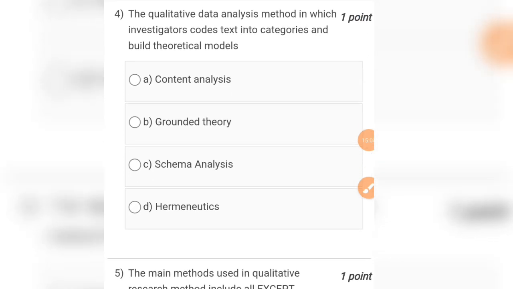The qualitative data analysis method in which investigators code text into categories and build theoretical models: is that content analysis, grounded theory, schema analysis, or hermeneutics? So for question number 4, the answer will be grounded theory, option B.